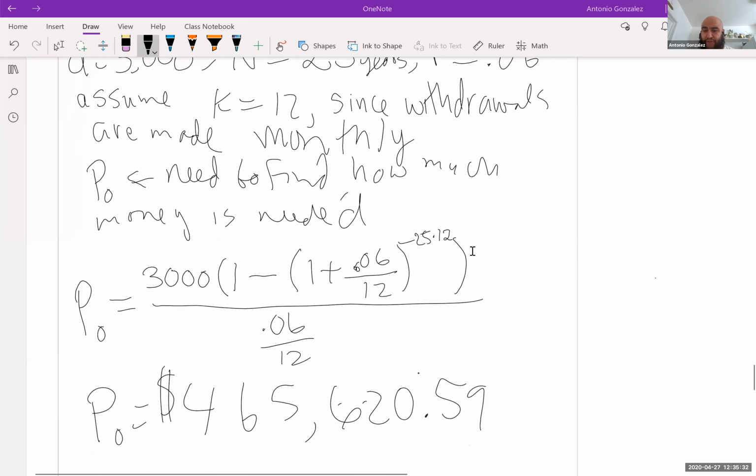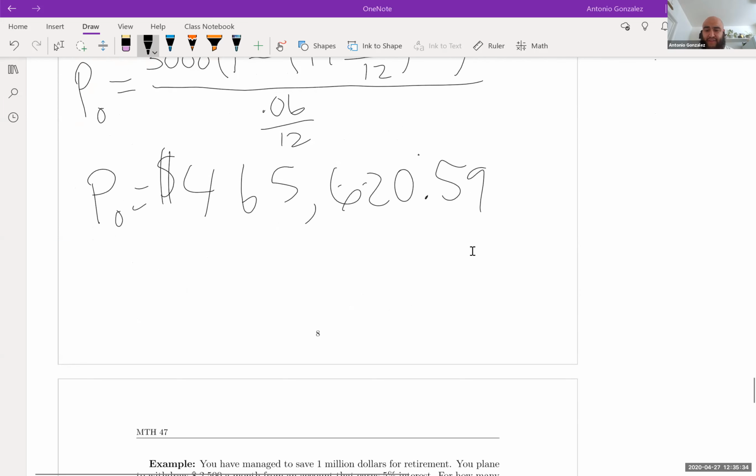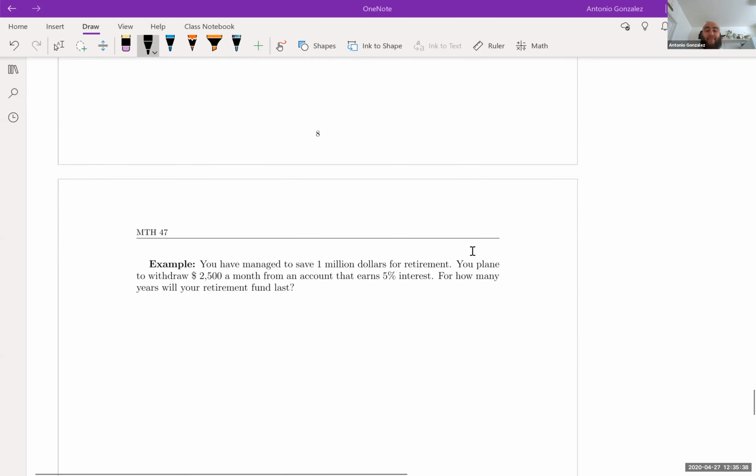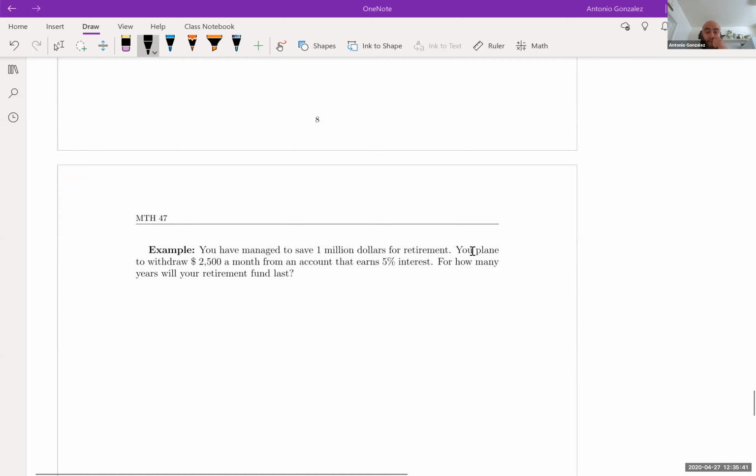All right, so there's no questions. I'll move on to our next example here. It says you have managed to save $1 million for retirement. You plan to withdraw $2,500 a month from an account that earns 5% interest. For how many years will your retirement fund last?